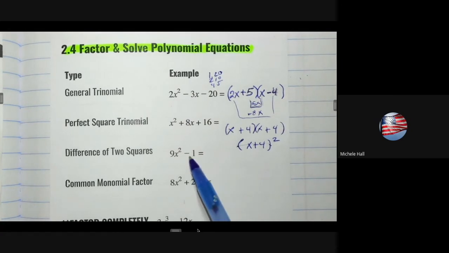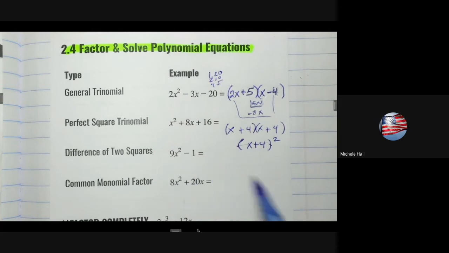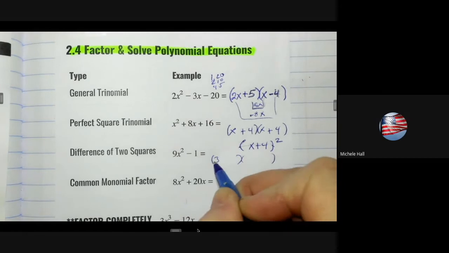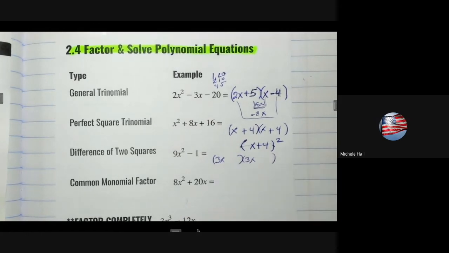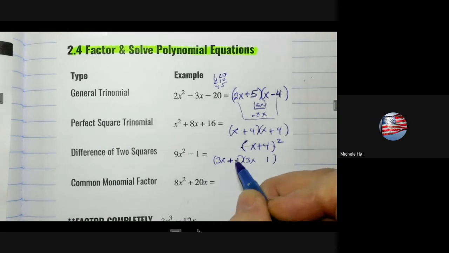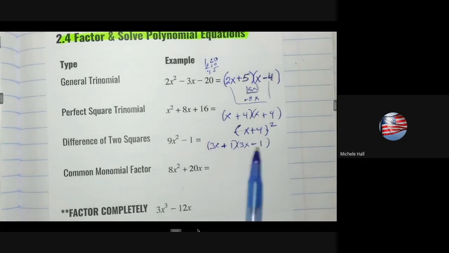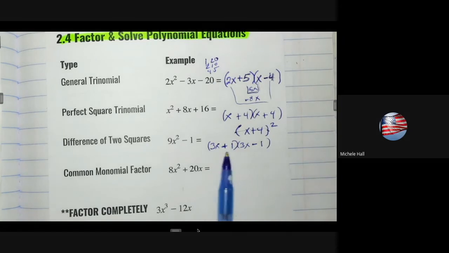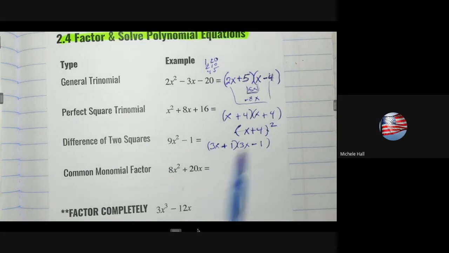Here we see the difference of squares. 9 is a square, x is a square, and 1 is a square. So the difference of squares means the same thing in both parentheses, and then a plus and minus. The sum and difference will give no middle term because you have positive 3x and then negative 3x. The difference of 2 squares always has the same thing in both parentheses, but a plus and minus.